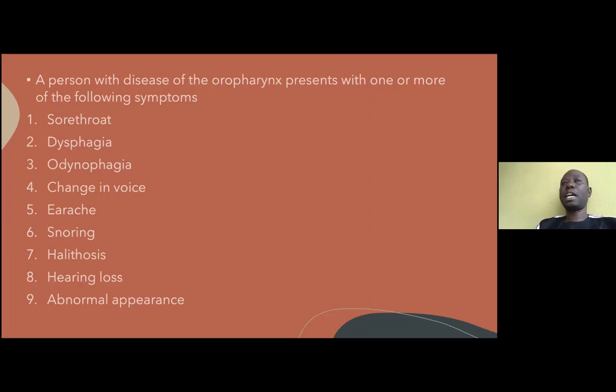There could be snoring when the adenoids or the tonsils are enlarged. They can cause upper airway obstruction. When there's upper airway obstruction, there's usually snoring. Halitosis, that's bad breath. When there's tonsillar abscess, membranous tonsillitis, or when the person has poor oral hygiene, the person can have bad breath. There could also be hearing loss. As I said, the eustachian tube opening is in the nasopharynx. So if that opening is blocked, there could be hearing loss. There could be abnormal appearance; by inspection, you could just see something abnormal.